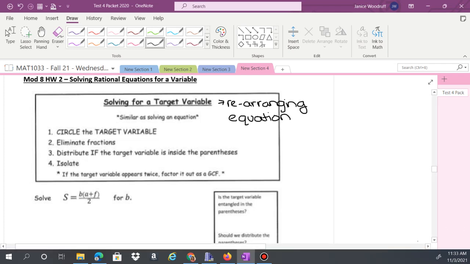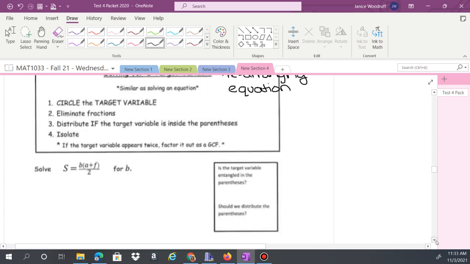Okay, so you're going to go through it just like you would solving an equation. So here it says solve for b. So you want to isolate the b. The biggest thing here is if the variable that you are targeting is inside the parentheses, then you have to distribute. If it's not, you don't distribute. Okay, so it is not entangled in parentheses, so no, do not distribute.